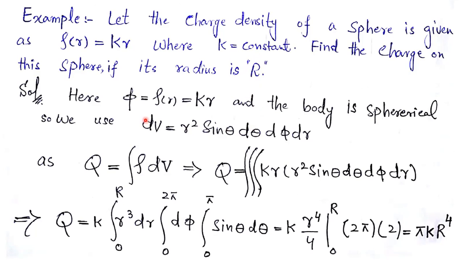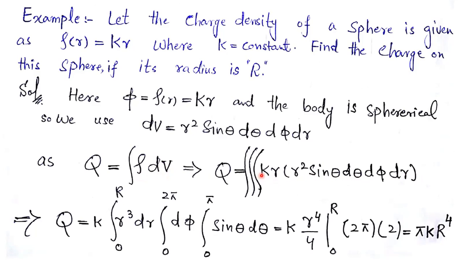So what we'll do, we'll put the volume element in spherical coordinates over here, and then we'll take the charge density as it is given. So we'll put it here. And as it's given that k is a constant, we can take it outside of the integration symbol. So put the value of this volume element, put the value of this rho, the charge density, k r, and this expression is for the volume element in spherical coordinates.